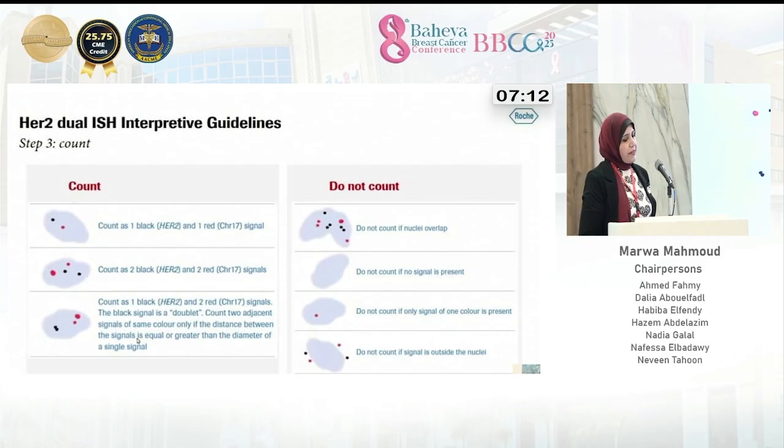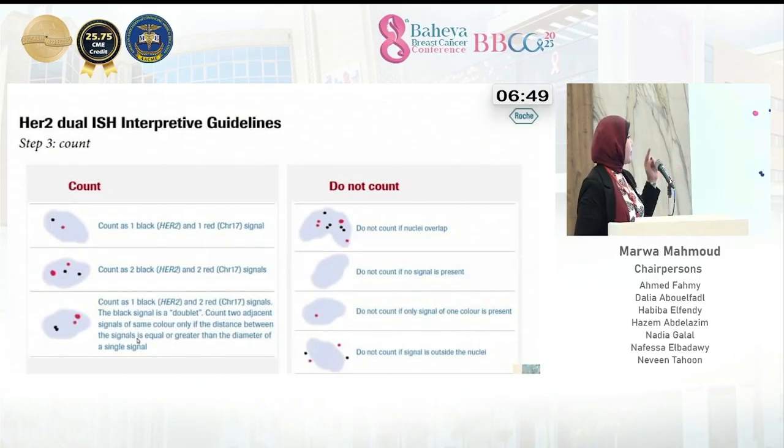طيب هكاونت إزاي؟ هكاونت هنا أول واحدة دي هكاونت as 1 black signal اللي هي الـHER2، و1 red signal اللي هي كروموزوم 17. تاني واحدة برضو إحنا عندنا هنا 2 black signals يبقى الـHER2 2، وكروموزوم 17 فيه 2 red signals فهو 2. آخر واحدة دي الـ2 black signals لازقين في بعض، فأنا هعتبرهم signal واحدة بس.